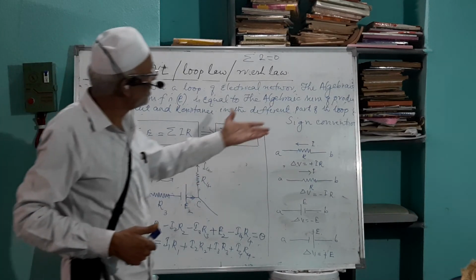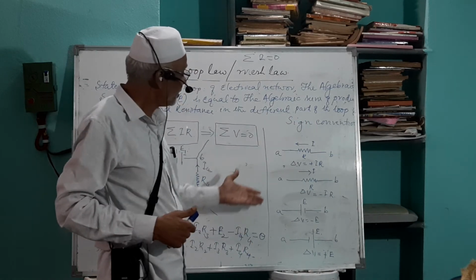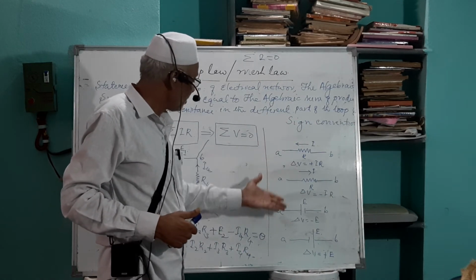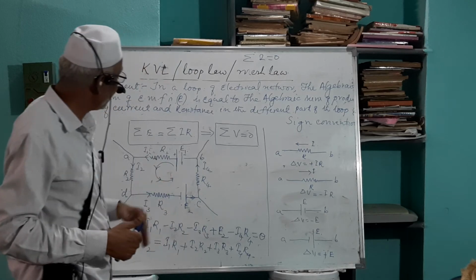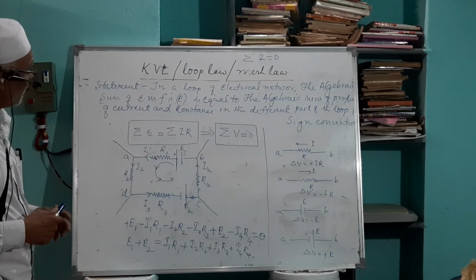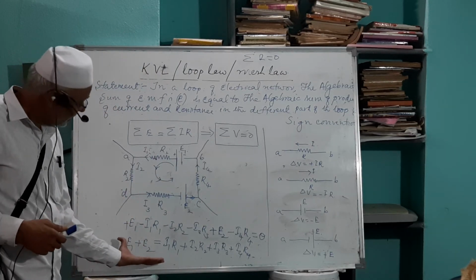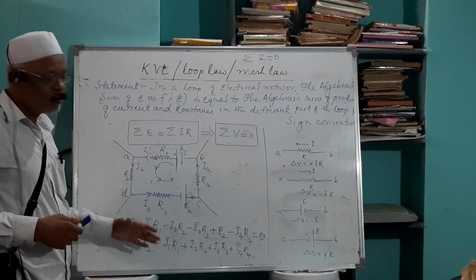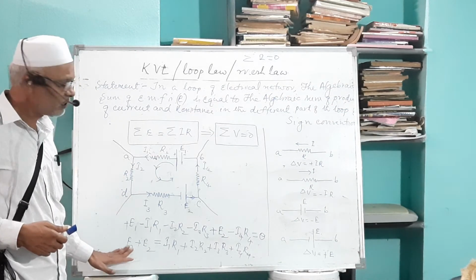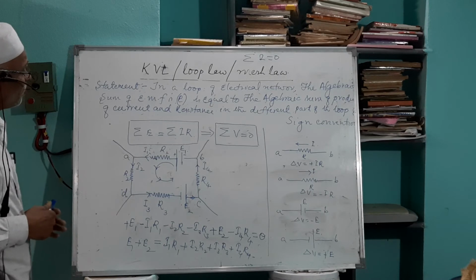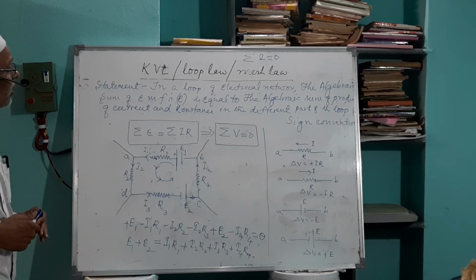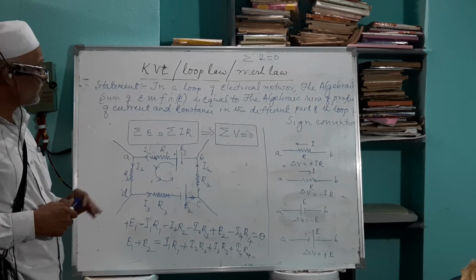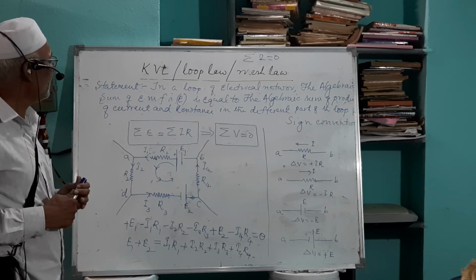Now let us see the sign conventions. As I explained, with the help of this kind of sign convention you can write this equation. This equation is very useful while solving problems. Now I would like to give one numerical example, so that you will get a clear concept about the KVL law.